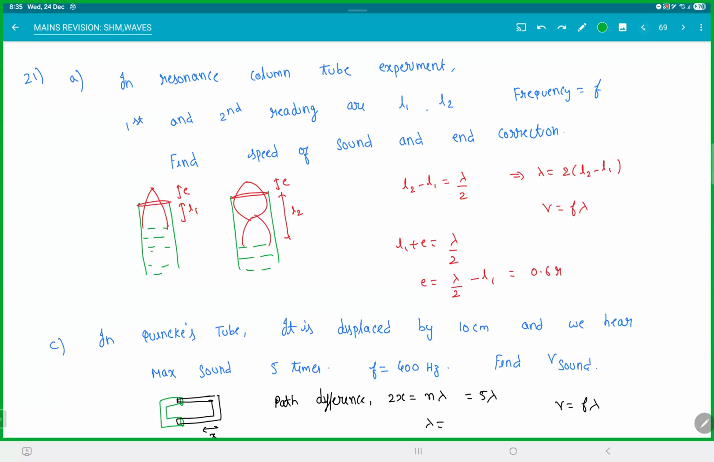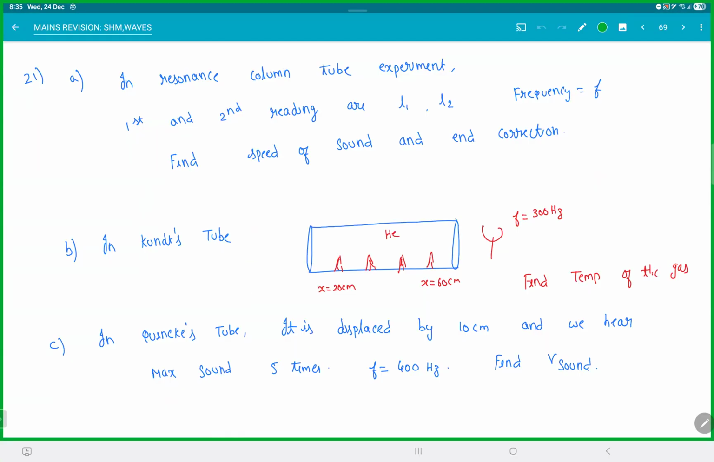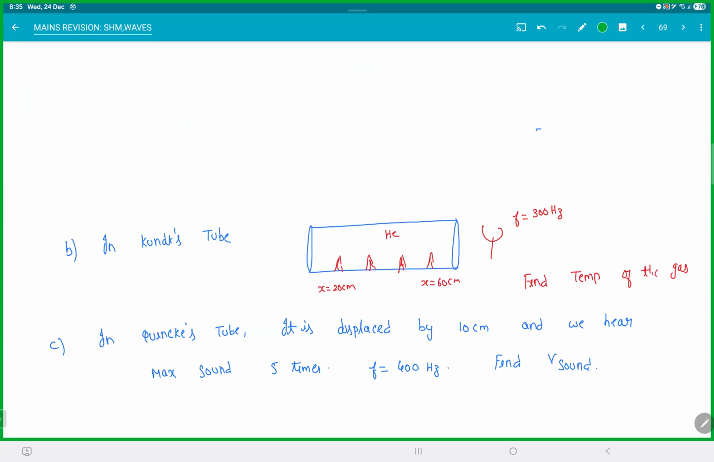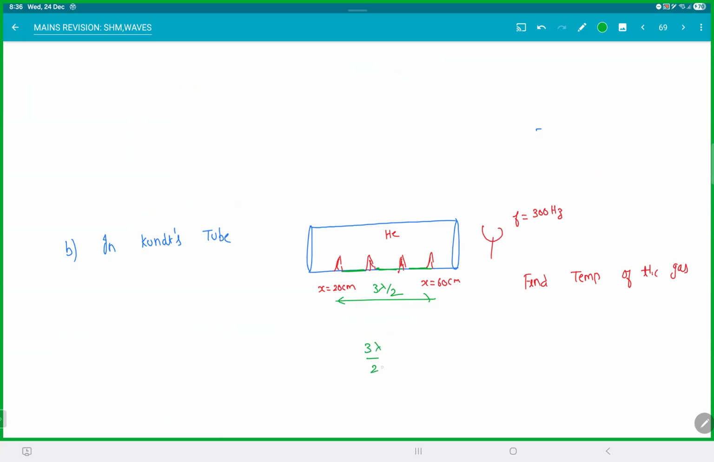And what about Kund's tube? Kund's tube is easy. The distance between two heaps of powder will be like what? One stationary wave. So this is 1, 2, and 3. So this distance must be 3 lambda by 2. So 3 lambda by 2 is 40 centimeters. From there you get lambda. Once you have lambda, we can get the speed of sound, V is equal to F lambda. And it's helium gas, and we know the speed of sound is root over gamma RT by M.